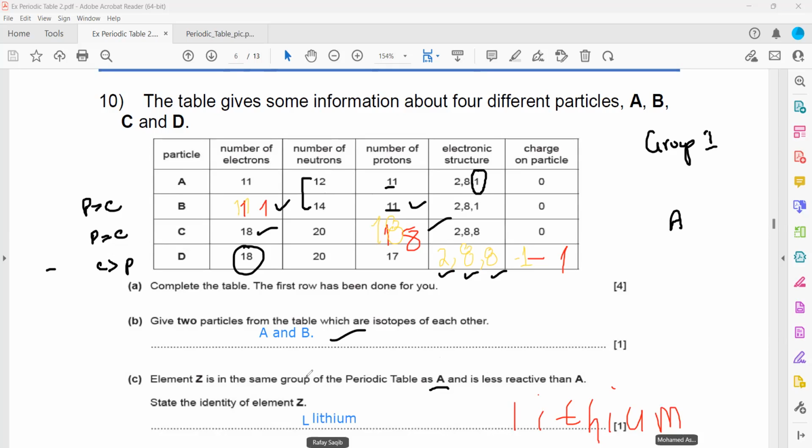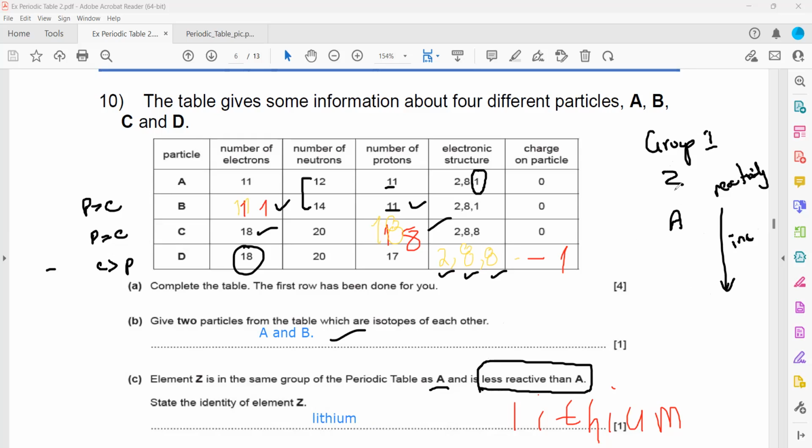the element Z is in the same group of the periodic table as A, and A is less reactive than Z. For group 1, what happened to reactivity? As we go down the group, the reactivity increases. So Z should be more reactive. But this statement says it is less reactive than A. So if Z is less reactive, what should be the position of the Z? The position of the Z should be above A.